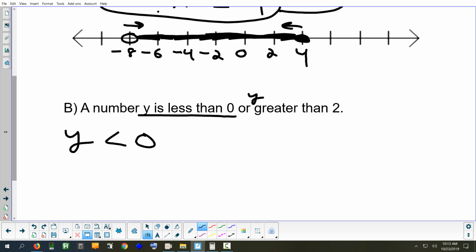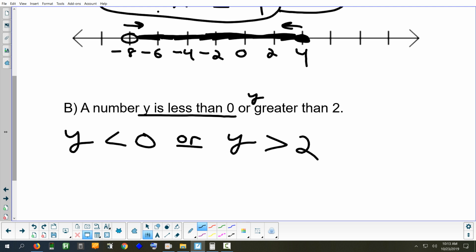How would I write y greater than 2? Joe? You put y with the greater than sign and 2. And then there's a word I need in the middle. We're going to put or. You've got to put the word or.